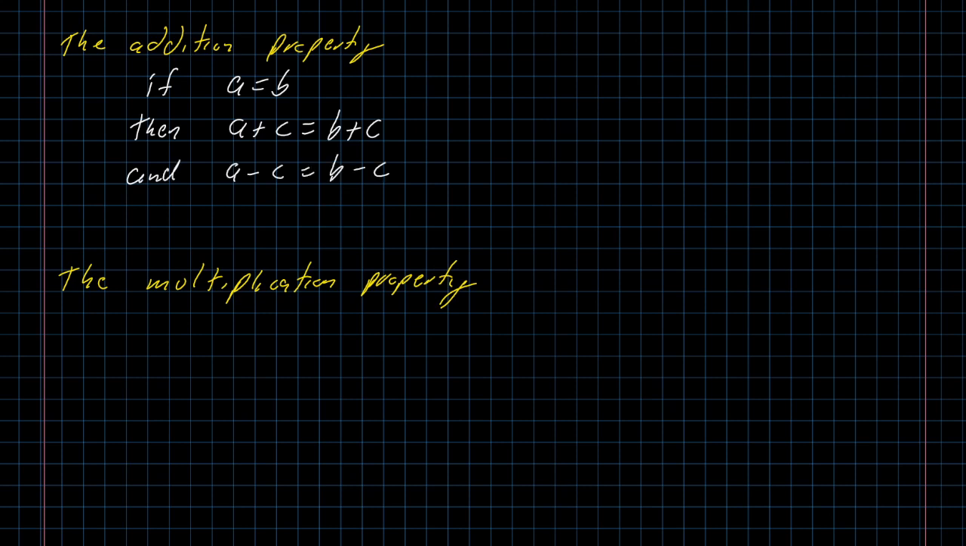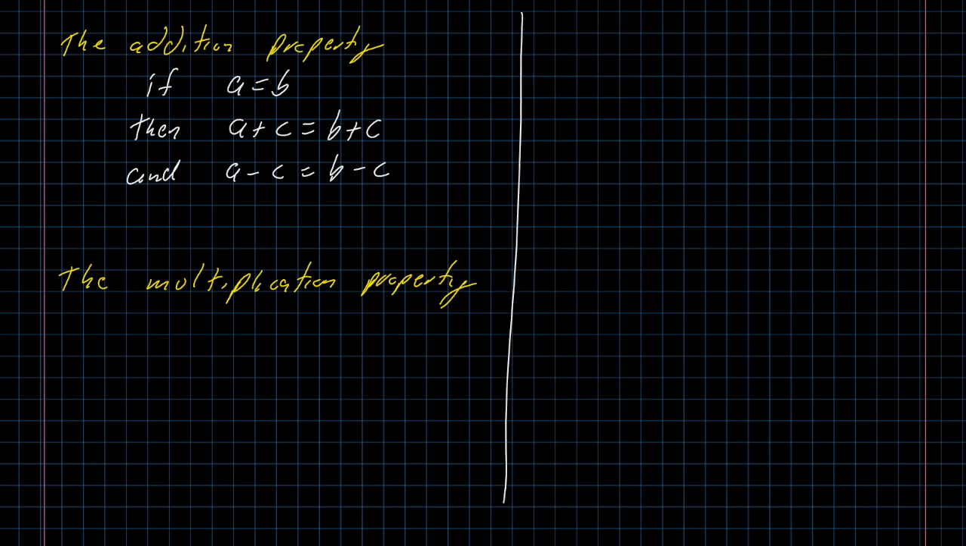All right, the addition property tells us that if A is equal to B, then A plus C is equal to B plus C, and A minus C is equal to B minus C. The addition property says that we can add something to both sides of the equation. And since subtraction is really addition in disguise, we can also subtract something from both sides of the equation.